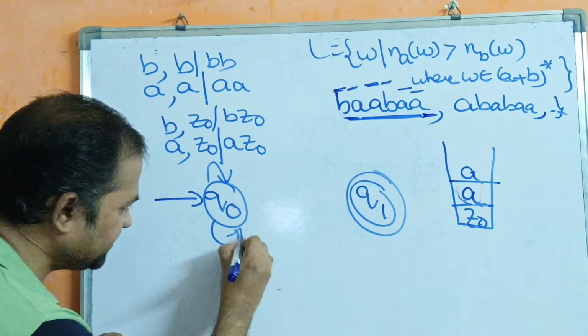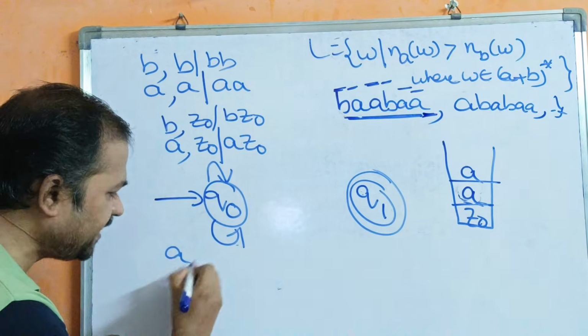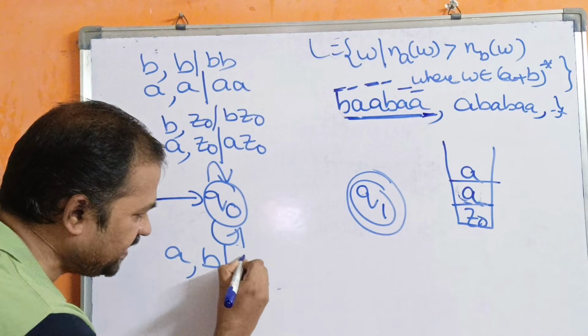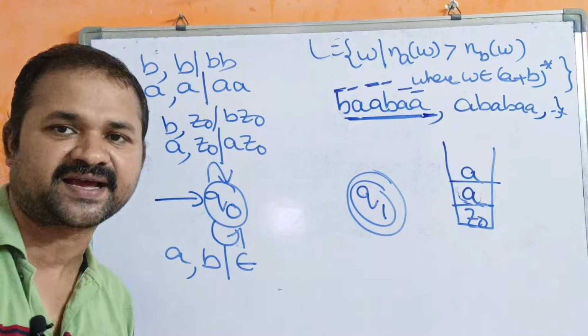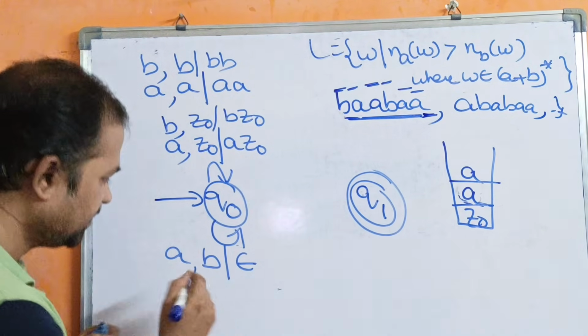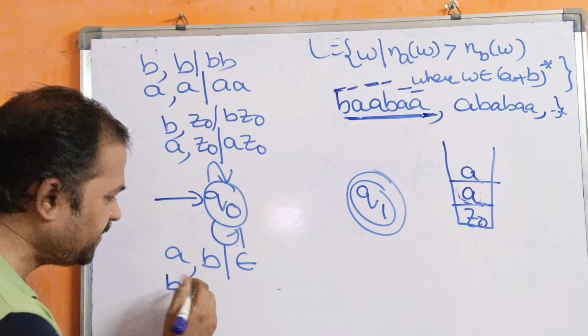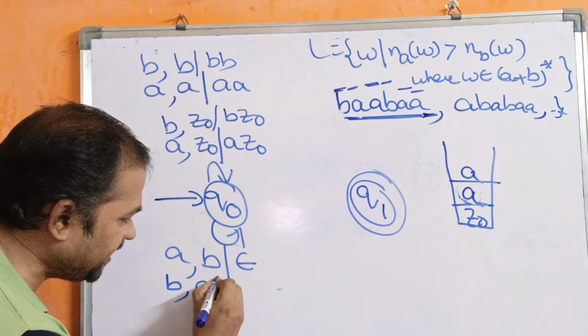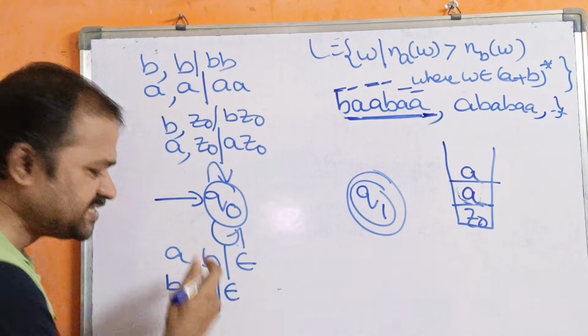Next, two different symbols. If the input symbol is A and the stack's topmost symbol is B, then pop the stack. So that is denoted by epsilon. Next, if the input symbol is B and the stack's topmost symbol is A, then pop the stack. So that is denoted by epsilon.